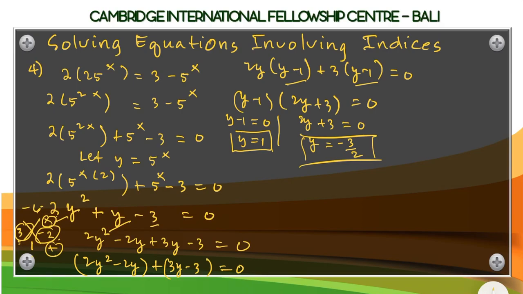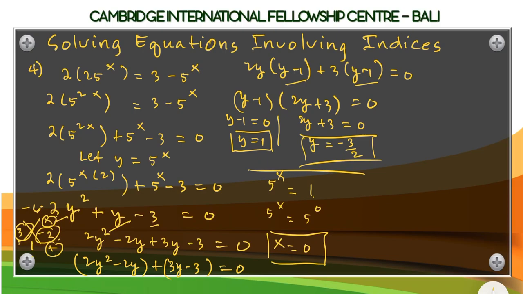Let's start with y is equal to 1. So we have 5 raised to x equal to 1. That's the value of y. So 5 raised to x is equal to 5 raised to 0. Any number that is raised to 0 is equal to 1. So 5 raised to 0 is 1. So therefore x is 0.